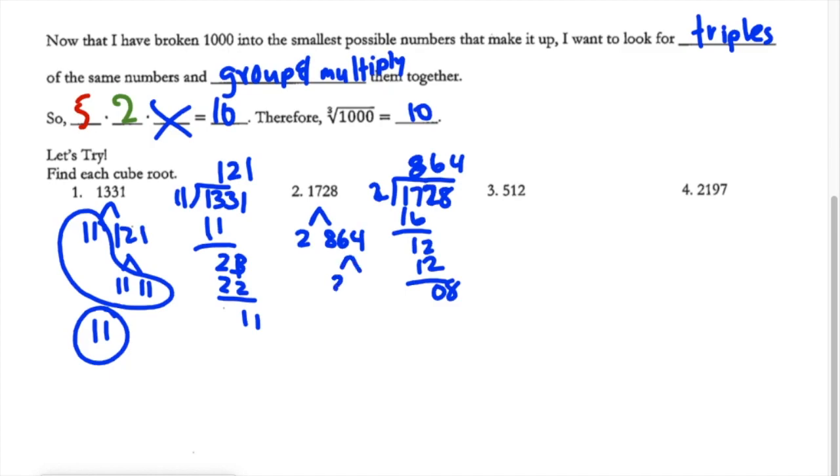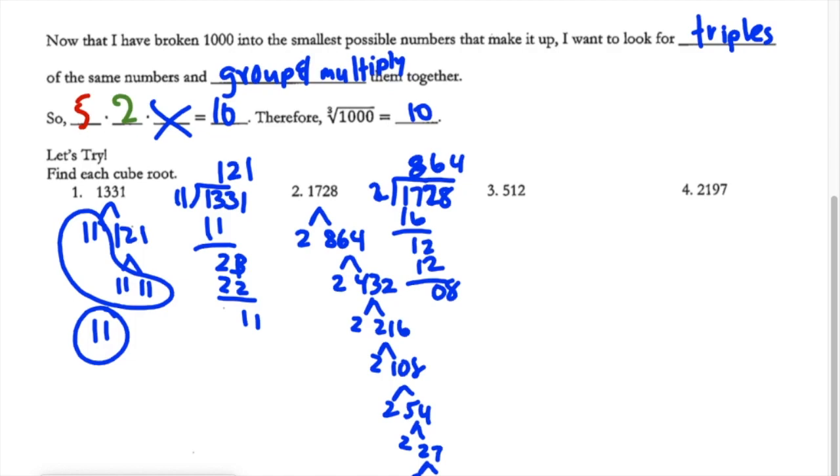So then I'm going to do 2 again, and 864 divided by 2 is 432, which then is 2 and 216, then is 2 and 108, then it's 2 and 54, then 2 and 27. We know that 9 and 3 make up 27, and so 9 is made up by 3 and 3.